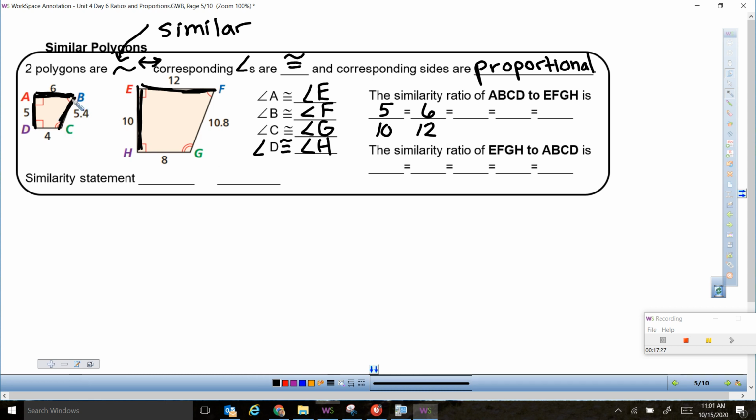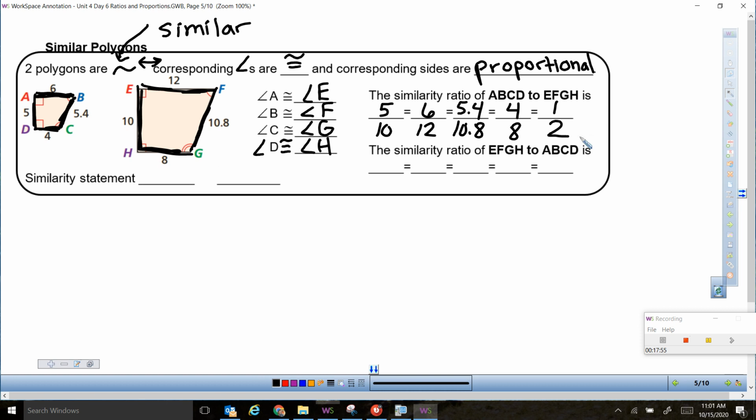The next side, this one is 5.4. 5.4 corresponds to what? 10.8. And that fraction simplifies to what? 1/2. And then the last one, 4 corresponds to 8, which simplifies to 1/2. So in order for the polygons to be similar, all angles have to be congruent, and then these proportions of all the sides have to be the same proportion. So notice we had 5 over 10, 6 over 12. Those weren't the same numbers, but when you simplify them to simplest terms, they all equal 1/2.